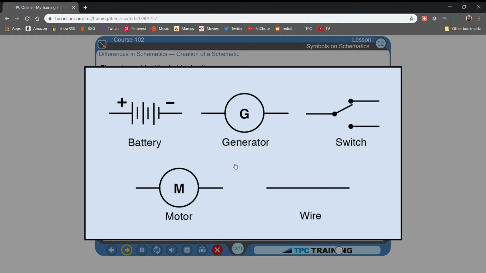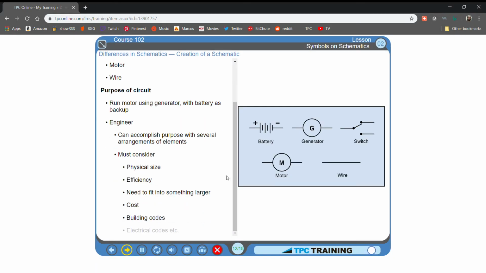The physical size of the circuit must be considered. The efficiency may be important. The circuit may need to be shaped to fit as part of something larger. The cost of the circuit may be the most important factor. In addition, there are building codes, electrical codes, and other factors to consider.